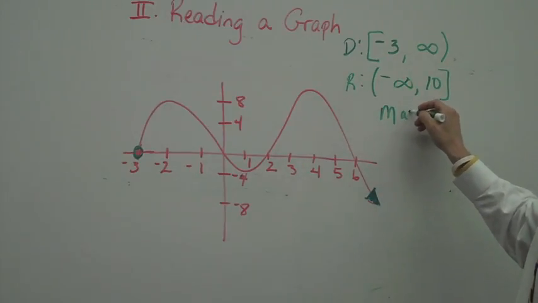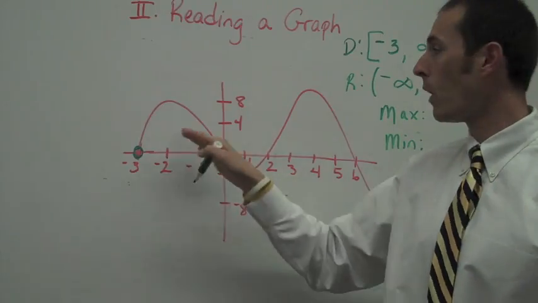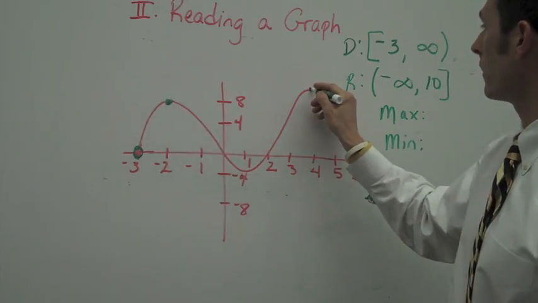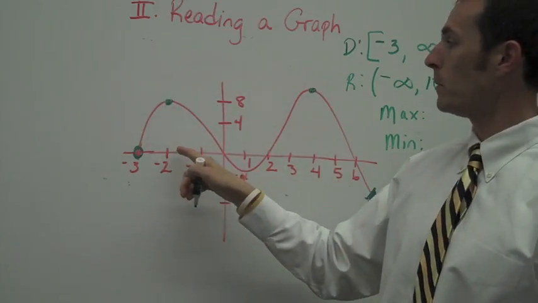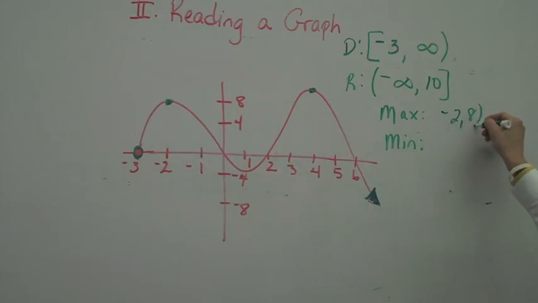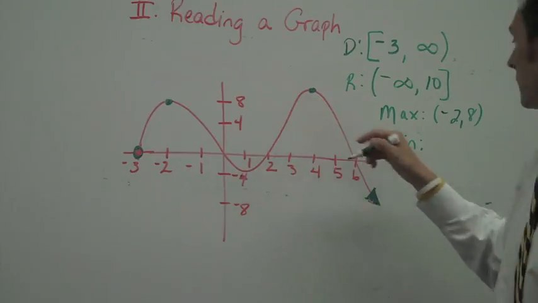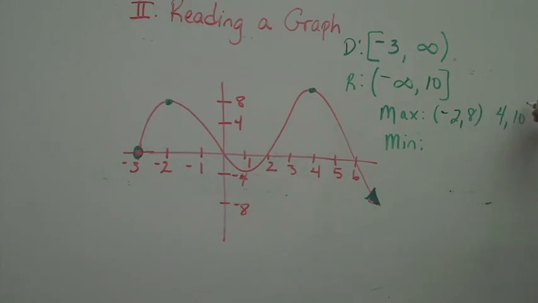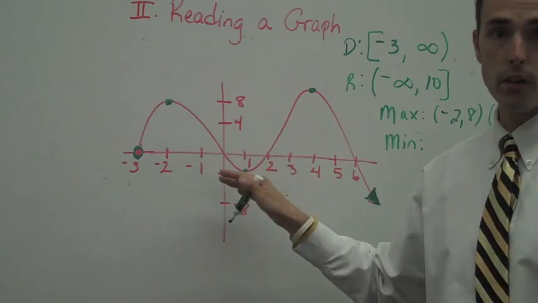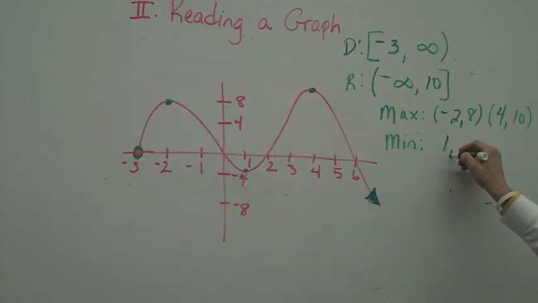Let's look and see if there's any maxes or mins. A maximum point, you have to be able to see the graph go up and then down. And we see that here twice. We see it right there, and we see it right there. So one of the maximums, I would say it's (-2, 8), and the other one is maybe (4, 10). Now, the minimum point, you'd have to be able to see it go down and then up. So we have a minimum right here at (1, -4).